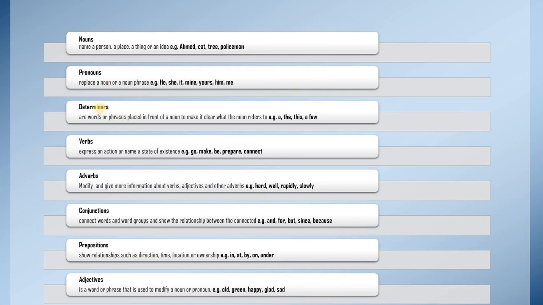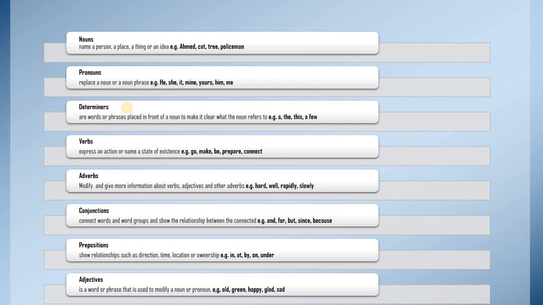Determiners are words or phrases placed in front of a noun, before a noun, and they are used to make it clear. For example, I say a cat and I say the cat. So a cat means something and the cat means something else. A cat means any cat. But when I say the cat, I mean it is in our house, for example.